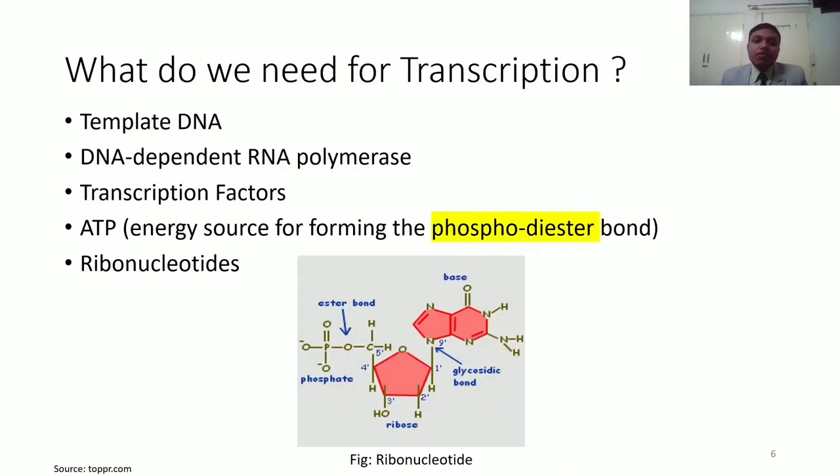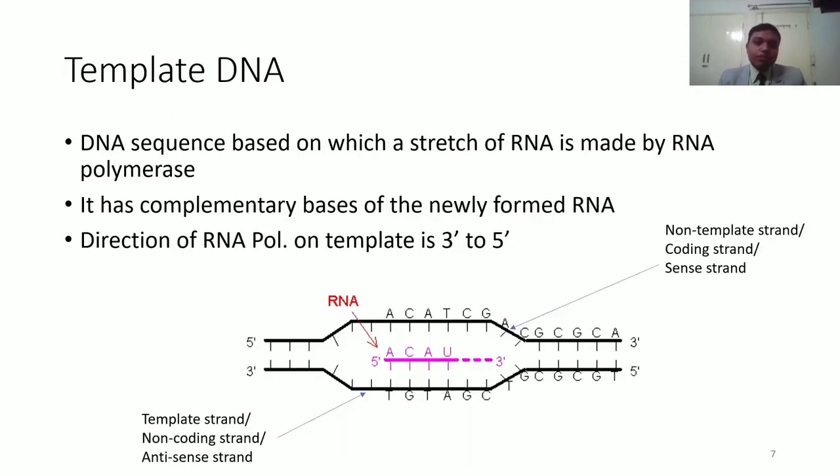Now, what is needed for the transcription machinery? There are some basic requirements for transcription. One is template DNA, then DNA dependent RNA polymerase, transcription factors, ATP for the energy requirement, and ribonucleotides, which are the building blocks of RNA. We will look into each of them.